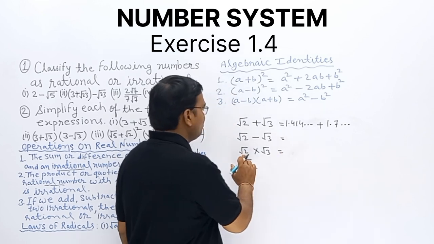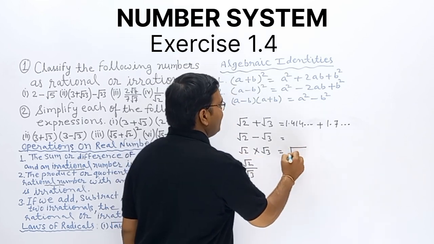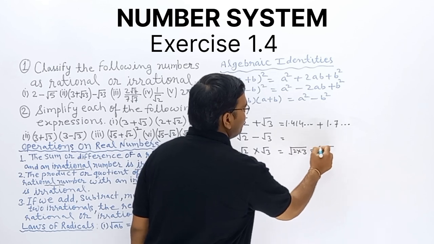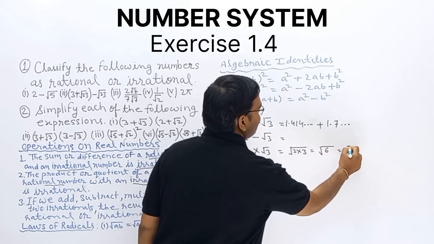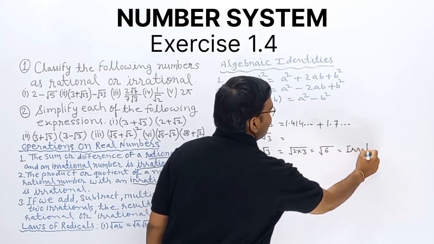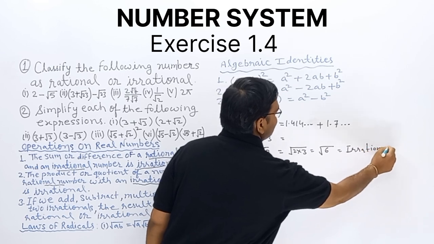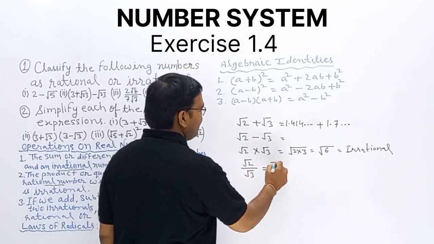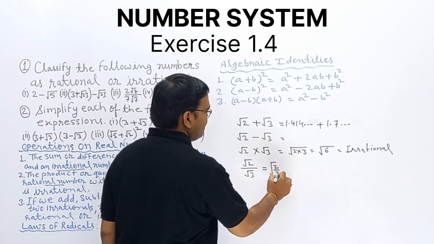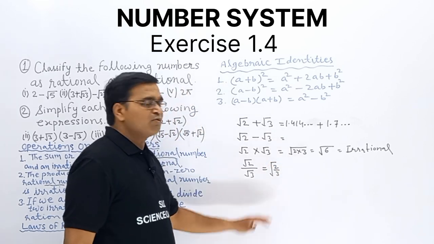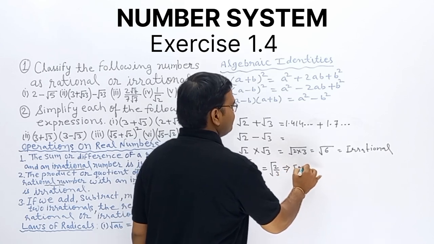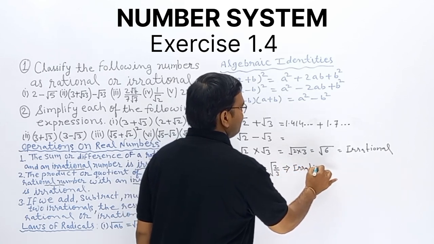Multiplication will be root a into root b. This can be written as root of 2 into 3, and this will be root of 6. And root of 6 is irrational. And once we divide, it can be written as 2 upon 3. Divide this and solve the square root. Whatever the result is, it will be irrational.